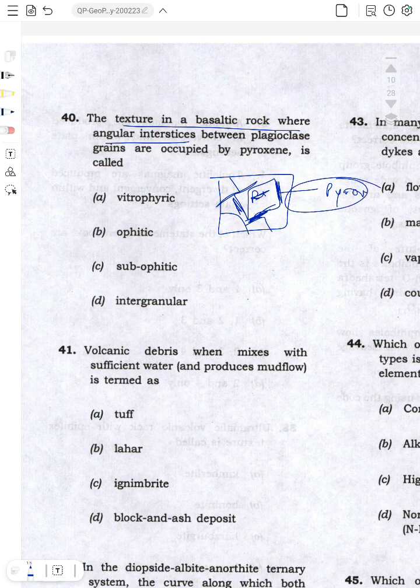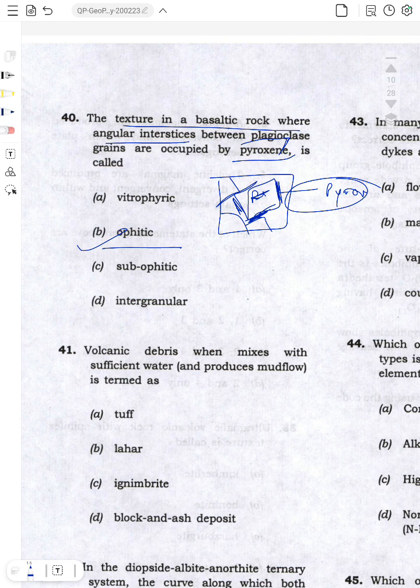So what is this? Seeing this, many people will get excited that plagioclase and pyroxene relation, it must be ophitic. No, there is a very minute difference in the statement. You need to catch it. How? Intergranular texture is something very common in basalt, and it occurs when small grains like pyroxene occupy the angular spaces present in the plagioclase crystals in basaltic or similar igneous rock. It is formed during the cooling and crystallization of the magma.